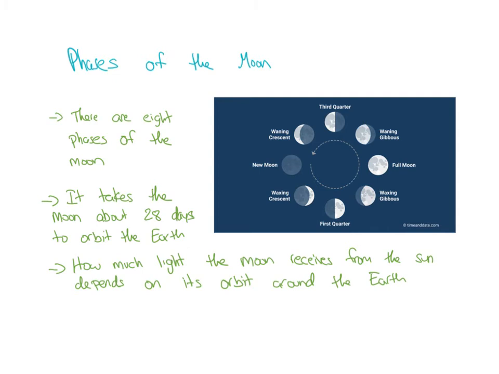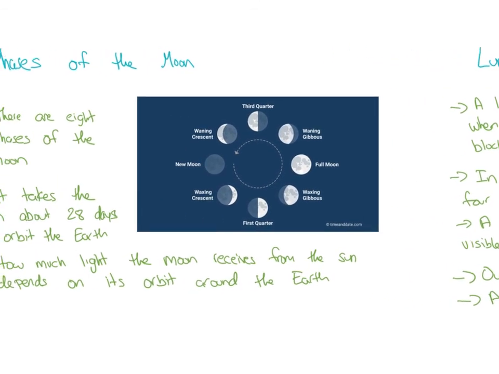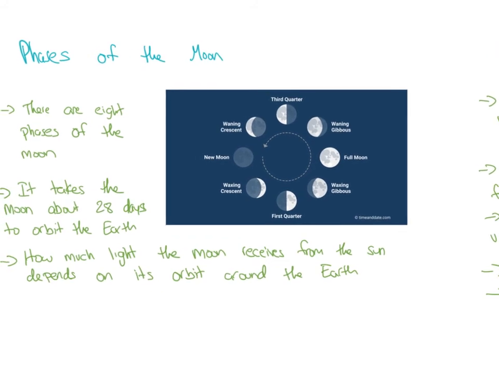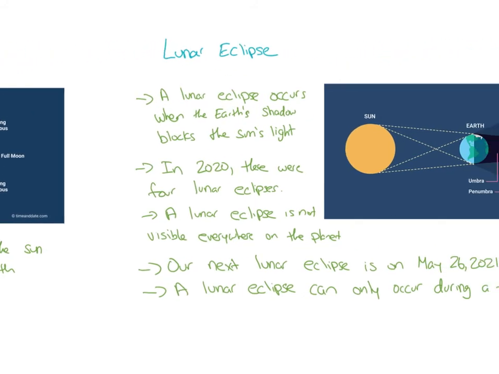Phases of the moon. There are 8 phases of the moon. It takes the moon about 28 days to orbit the Earth. How much light the moon receives from the sun depends on its orbit around the Earth. Okay. So there are the names of all the full moon and the new moon and all that stuff.